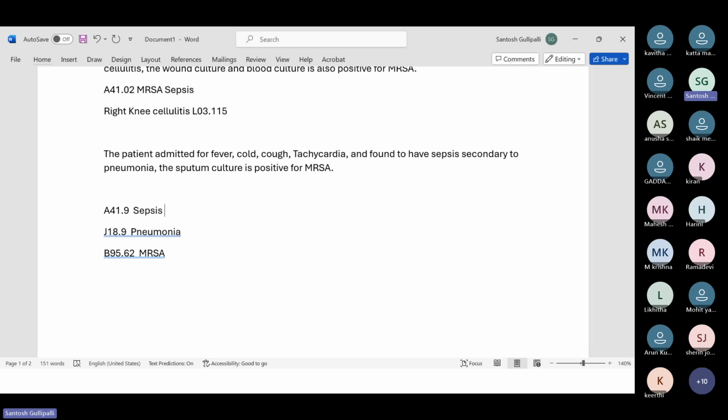So when you raise a query for a specific organism in pneumonia cases, where the patient is admitted for pneumonia and the sputum culture is positive for any specific organism, you should raise a query. By default you do not consider the organism as related to pneumonia other than by physician documentation. The physician must document that the condition is due to the organism.